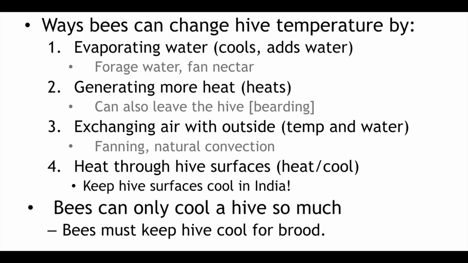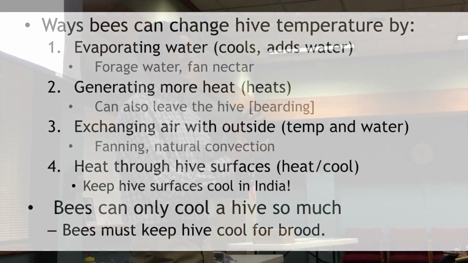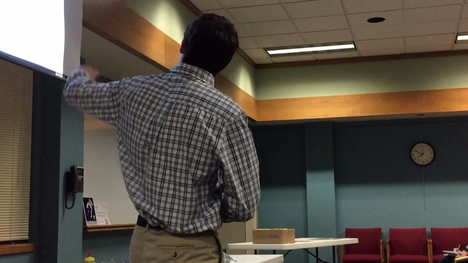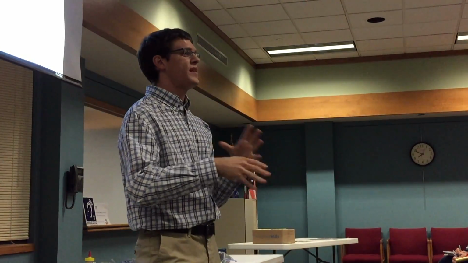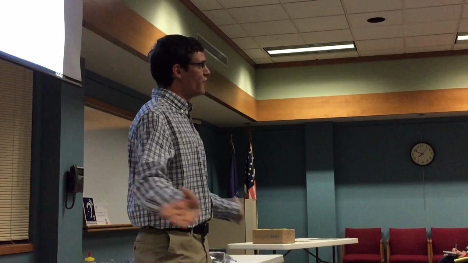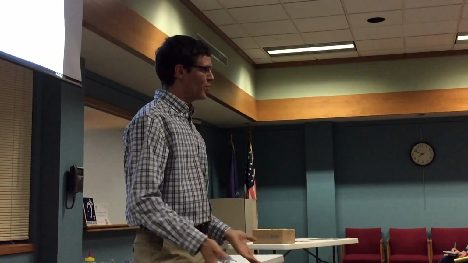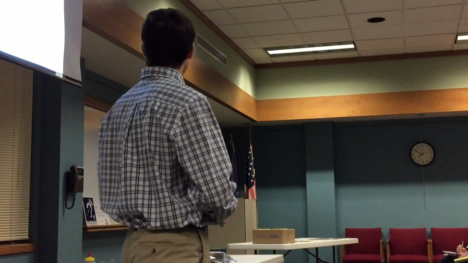They can evaporate more or less water, so that sometimes they forage water, sometimes they're fanning honey or nectar to get it, and that evaporates water. When you evaporate water, things cool down. Another thing is generating more heat, so that can be bees vibrating in place. On hot days, your bees will leave the hive and you have less heat generation inside your hive. You can exchange air with the outside, so that can be bees that are fanning at the entrance, trying to blow more air through the hive. That acts as a heat exchanger.